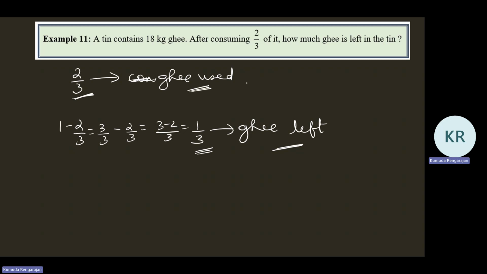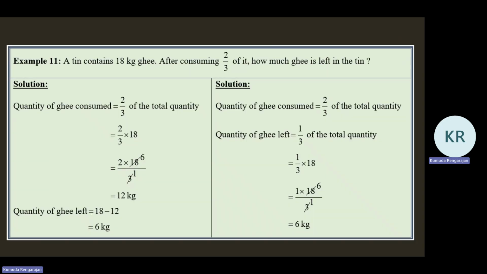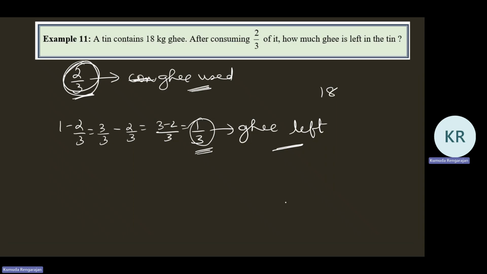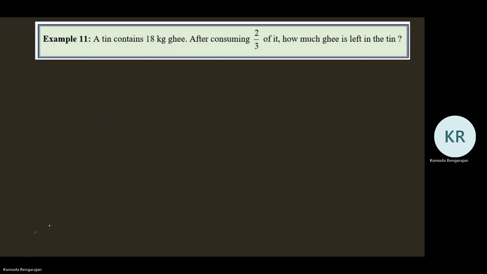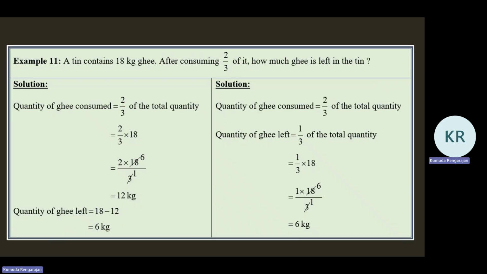So how much will be left? The total 18 minus whatever is used is left. So it depends which fraction you're using to get the answer. If you use 2 by 3, then you have to subtract like this. If you use 1 by 3, you get the answer straight away. You sure? All of you? Finish writing?